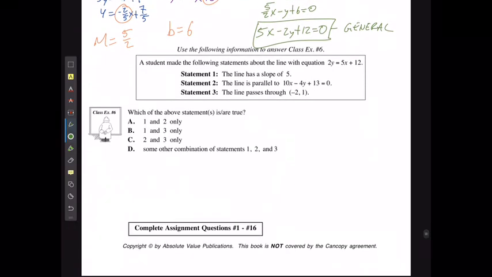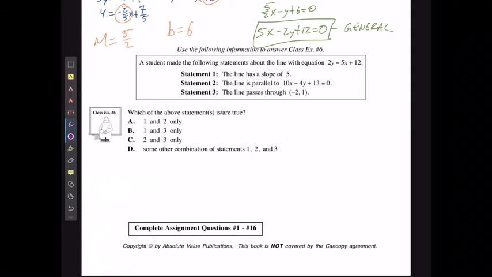A student made the following statements about a line with the equation 2y is equal to 5x plus 12. Statement 1, the line has a slope of 5. Statement 2, the line is parallel to 10x minus 4y plus 13. And statement 3, the line passes through the point of -2 and 1.